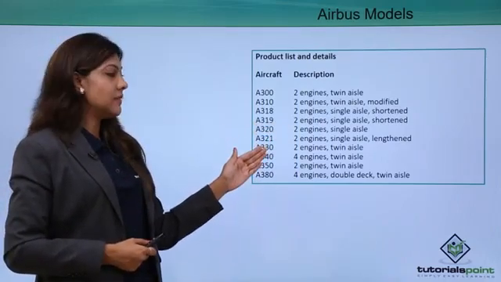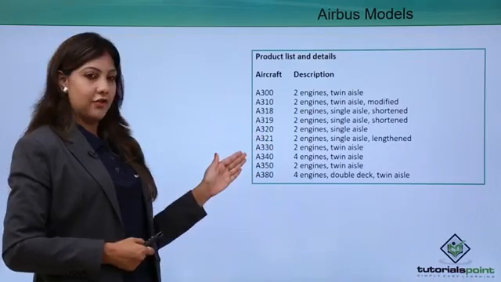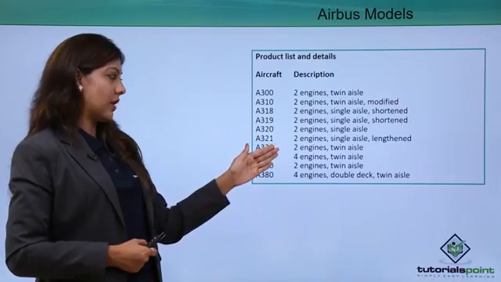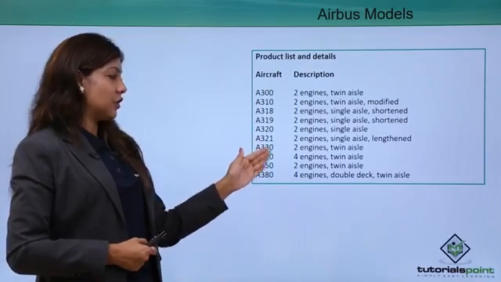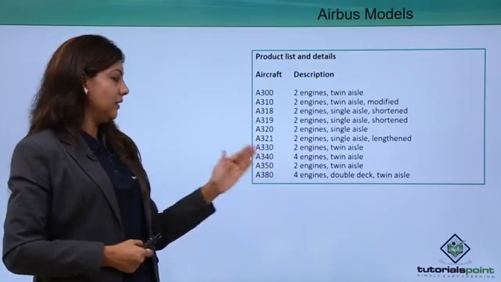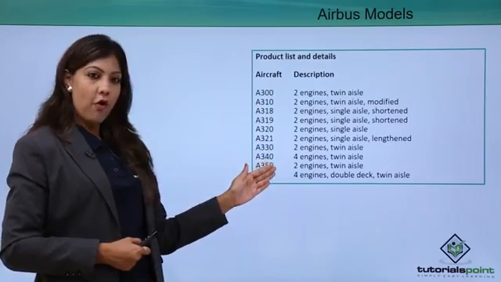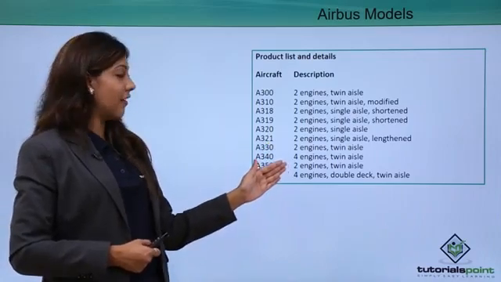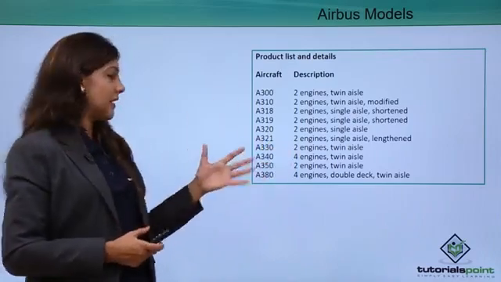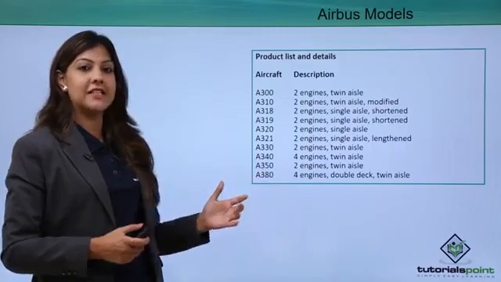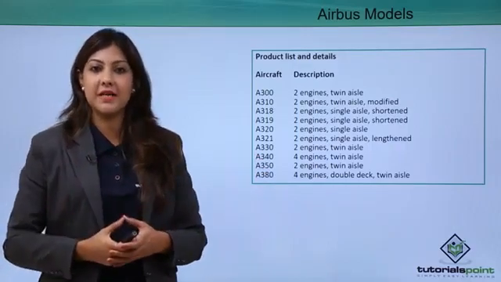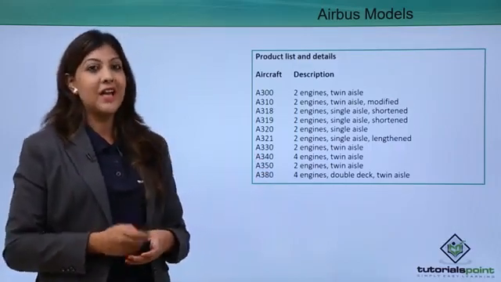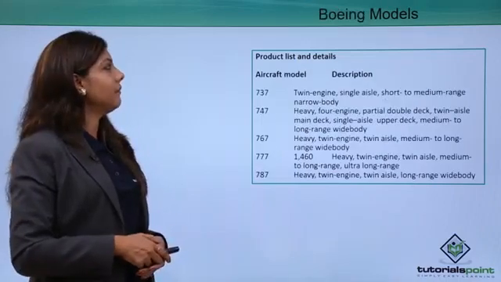A330 is two engines and twin aisle. A340 has four engines and twin aisle. A350 is two engines and twin aisle. And A380 is four engines, it's a double-decker aircraft, and it has a twin aisle. So among the Airbus, A380 is the largest Airbus model. Coming to Boeing, let's look at them.